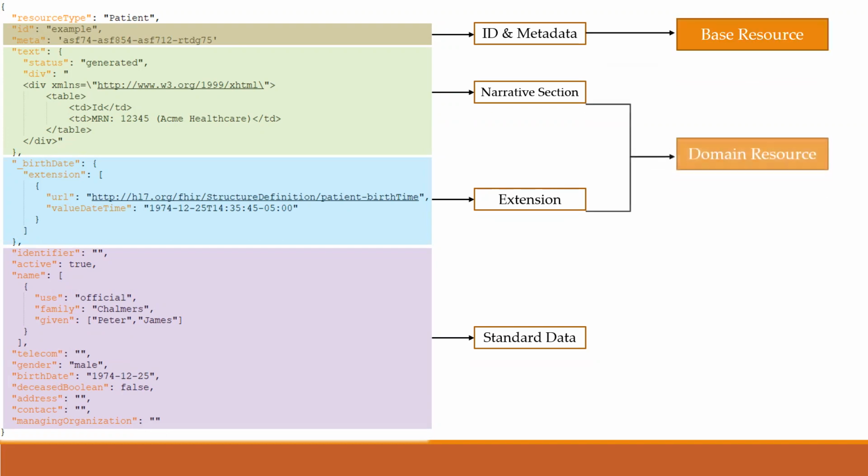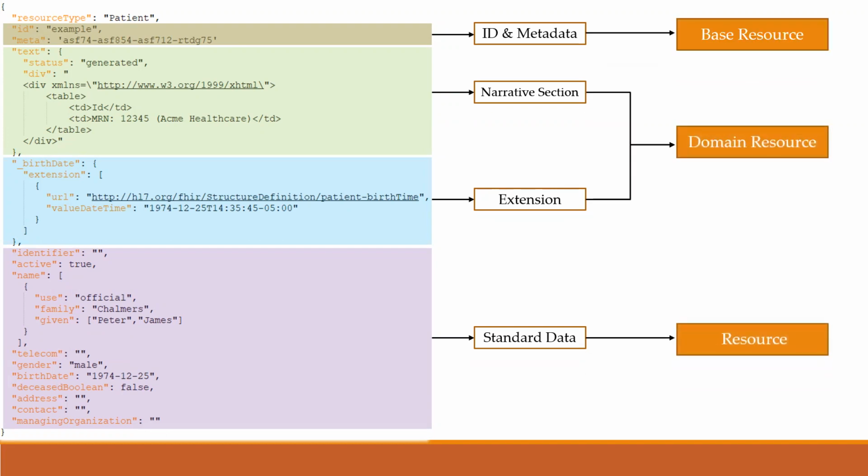And I gave a brief that there are 3 different resources. The resource will derive its structure from domain resource. Domain resource will derive its structure from base resource. We'll talk more about the combination of these 3 in today's session. But first, let us look at how this data is represented.